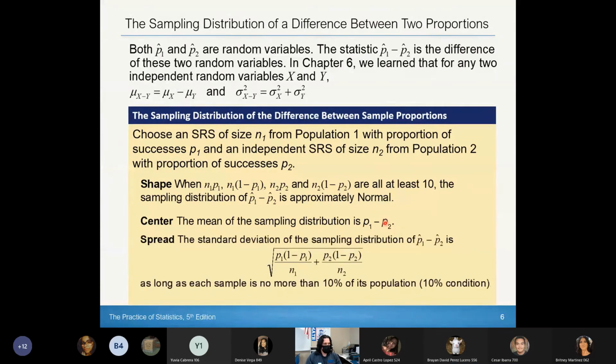And lastly, the spread, right, the standard deviation of the sampling distribution of p hat 1 minus p hat 2 is the square root of p1 times 1 minus p1 divided by n1 plus p2 times 1 minus p2 divided by n2, as long as each sample is no more than 10% of its population. That's our 10% condition. So when doing the sampling distributions, we have to check the large counts and 10% conditions. And there's only two conditions that we test for sampling distributions. Does anyone need a moment to write this down?